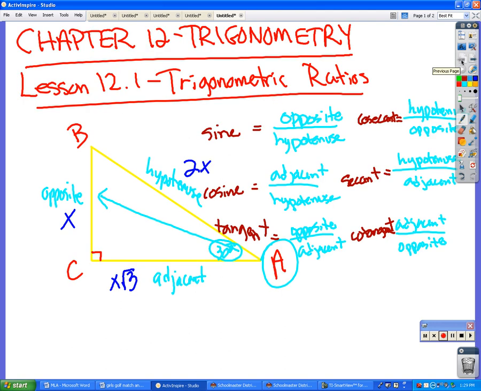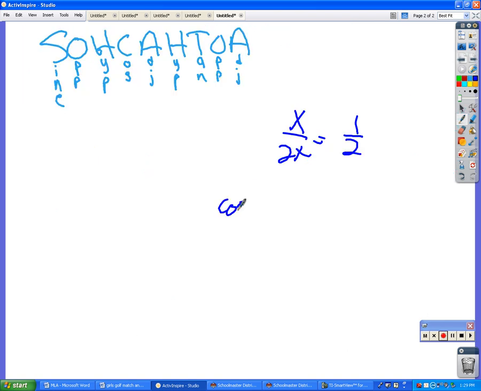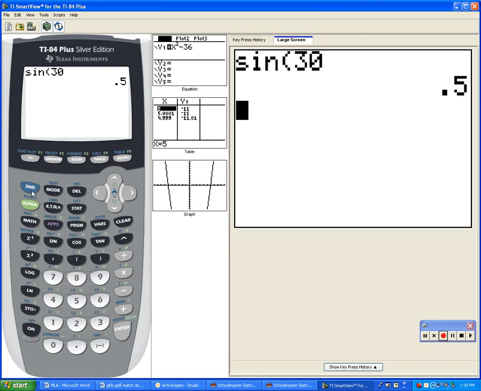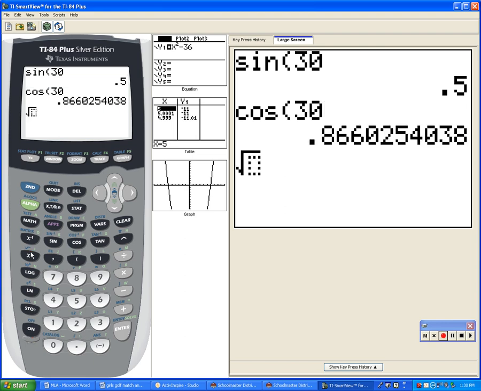What would the cosine of 30 degrees be? Not on your calculator, looking at my triangle there. The cosine is the adjacent side divided by the hypotenuse. What's the length of the adjacent side? x root 3. What's the length of the hypotenuse? 2x. So x root 3 over 2x, the x's cancel, and the cosine of 30 degrees is the square root of 3 divided by 2. You can check that by going cosine of 30 degrees, and you get some crazy decimal, but that decimal is the same thing as the square root of 3 divided by 2.